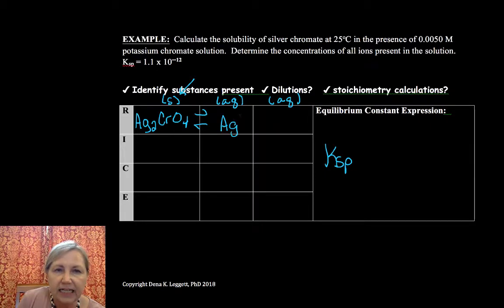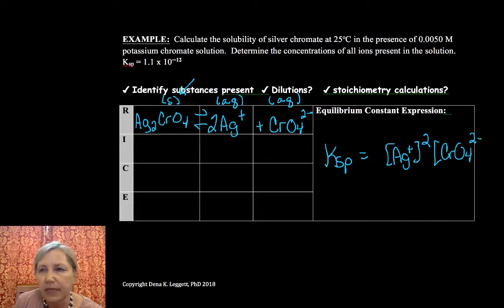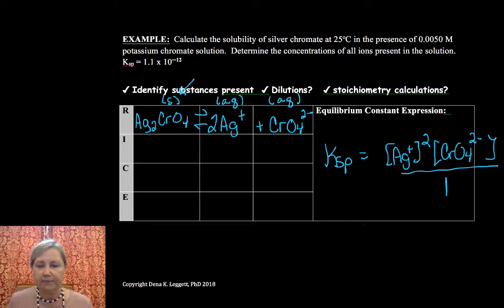So my cation is Ag+, and I have 2 of them. My anion is chromate. So KSP is silver ion squared times chromate ion. And you notice my solid does not show up. That's why some students like to put the number 1 under their KSPs. It's just a continual reminder to themselves. Don't include that stinking solid. Okay? I'm not going to worry about the solid.